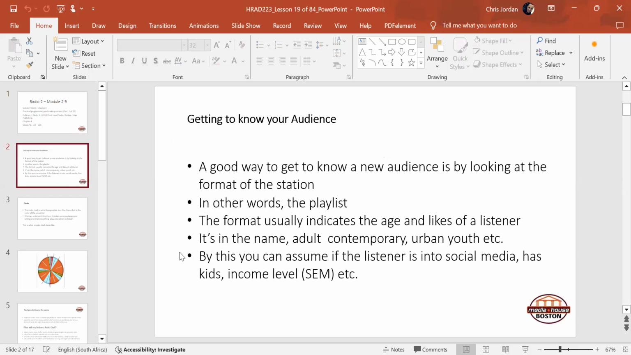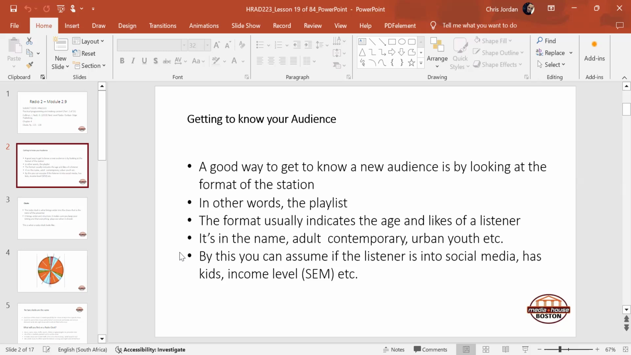Right. How do we get to know our audience? Well, we know from previous lessons that running research is probably the best way to really get to know your listener. Understanding them in many different ways, their lifestyle, their behaviors, what they like, what they don't like, through focus groups, surveys, etc. And also observation, which we've touched on, actual simple observation from any type of broadcaster.